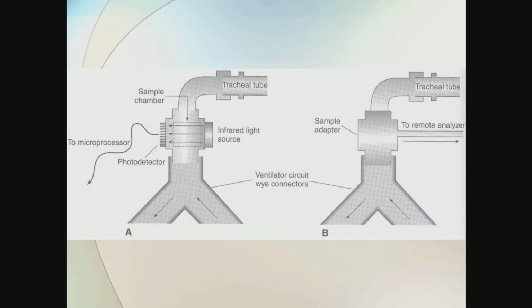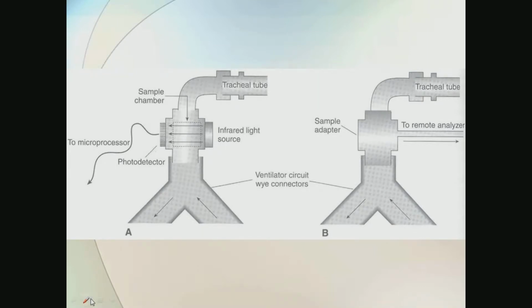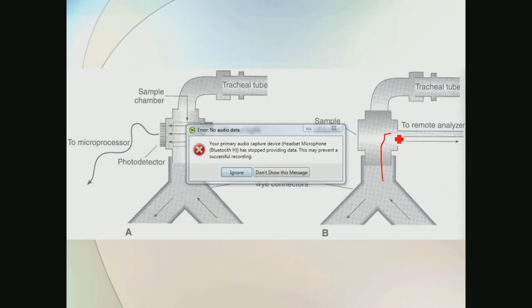So here is my infrared light, and it's shining across to a photo detector. And as the presence of CO2 is detected, you have the ability then to go ahead and quantify how much you have. Conversely, item B here is a sidestream, where it's taking the CO2, sampling it, and taking it back.